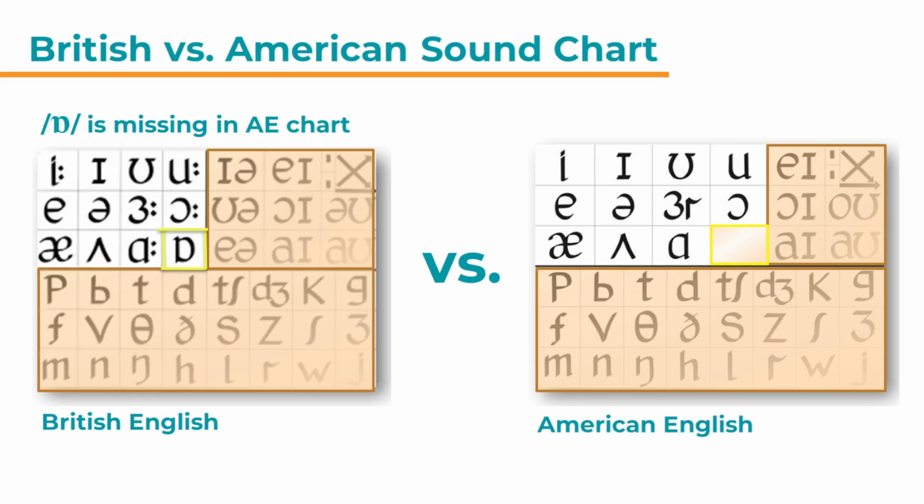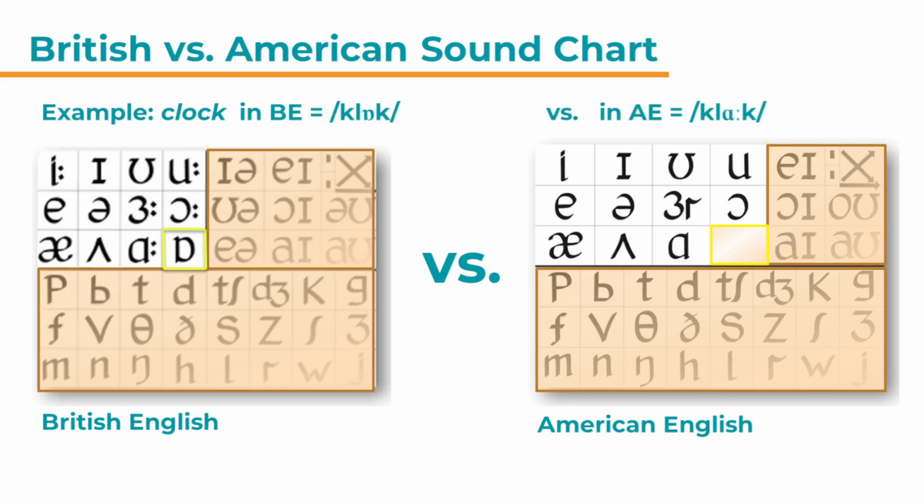Now let's have a look at the last difference here, and that is the sound ah. We have it in British English. I put a little box around it, but as you can see in American English, this box is empty. This sound is not included in American English, and that is because it's not really used in American English. So you think, okay, wait a second, how do people pronounce the word clock in American English? Good question. Let's have a look.